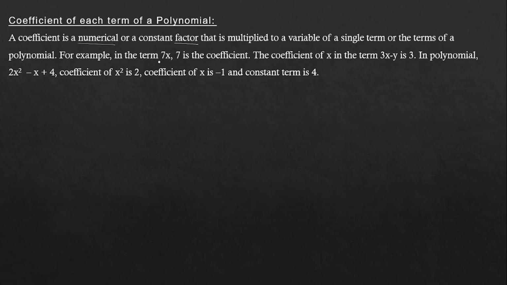For example, in the term 7x, the numerical coefficient is 7. In this expression 3x minus y, for the term 3x, the numerical factor is 3. So the coefficient of x in 3x is 3. Consider this polynomial. Here we have 3 terms. The coefficient of x square is 2. The coefficient of x here is minus 1 because minus x is nothing but minus 1 times x. So what is the numeric factor here? It is minus 1. So the coefficient of x is minus 1 and the constant term is 4.